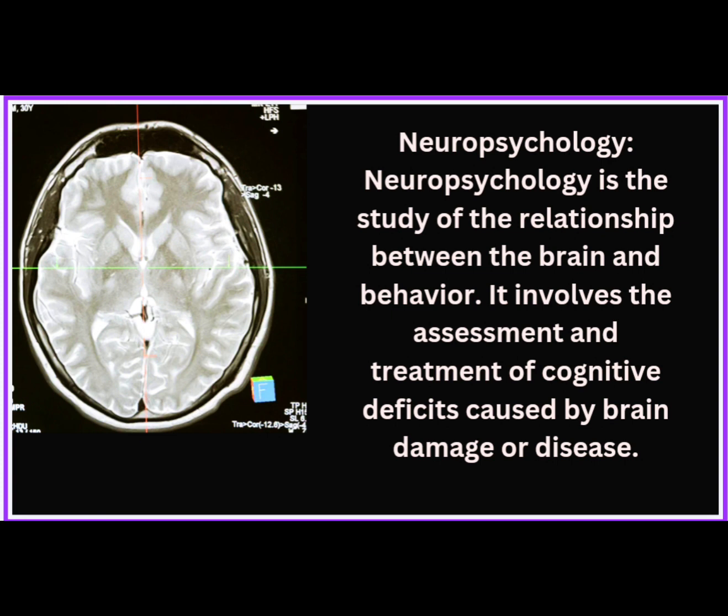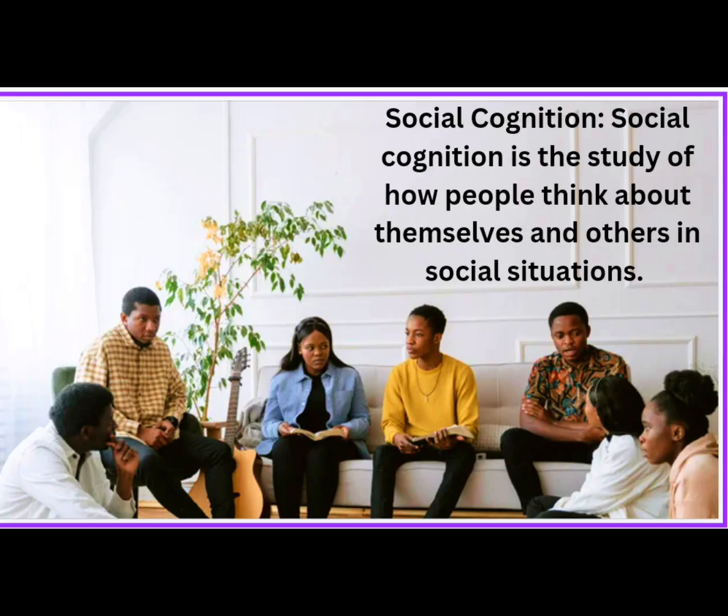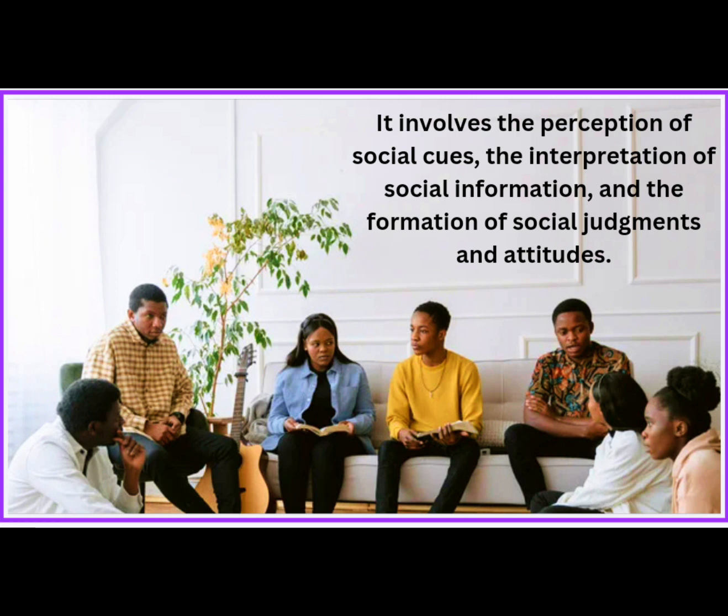Neuropsychology. Neuropsychology is the study of the relationship between the brain and behavior. It involves the assessment and treatment of cognitive deficits caused by brain damage or disease. Social cognition. Social cognition is the study of how people think about themselves and others in social situations. It involves the perception of social cues, the interpretation of social information, and the formation of social judgments and attitudes.